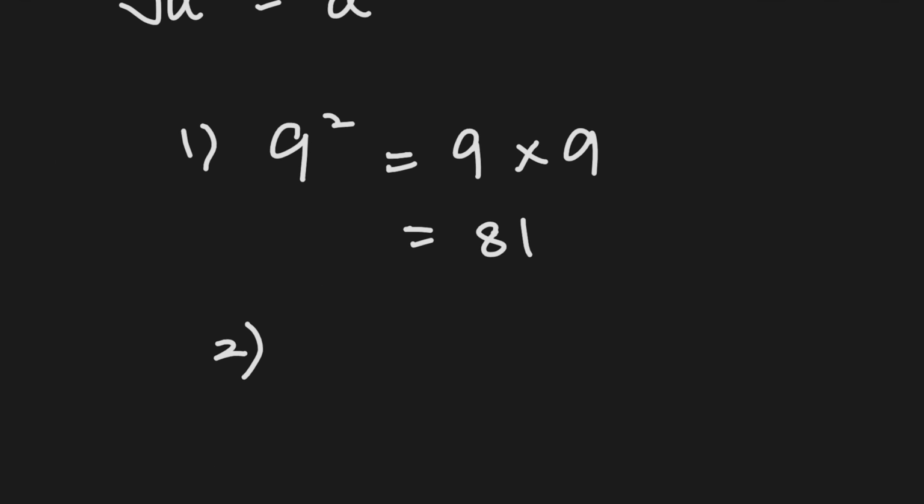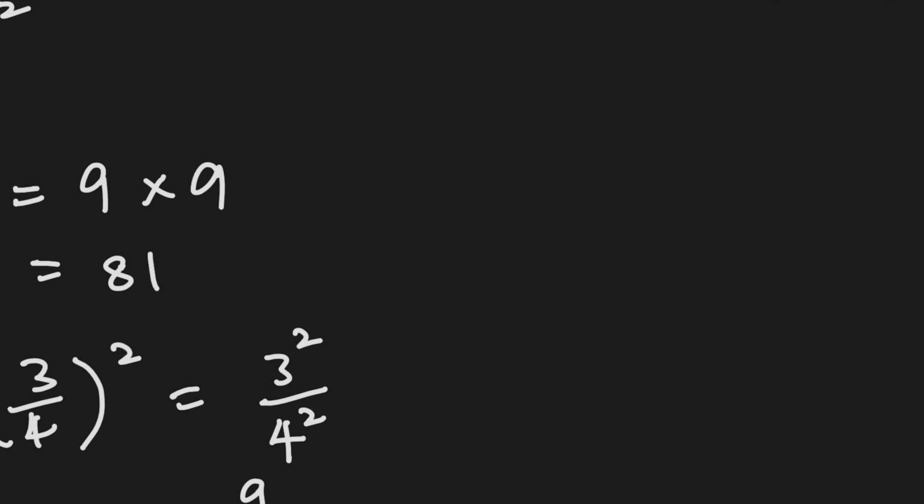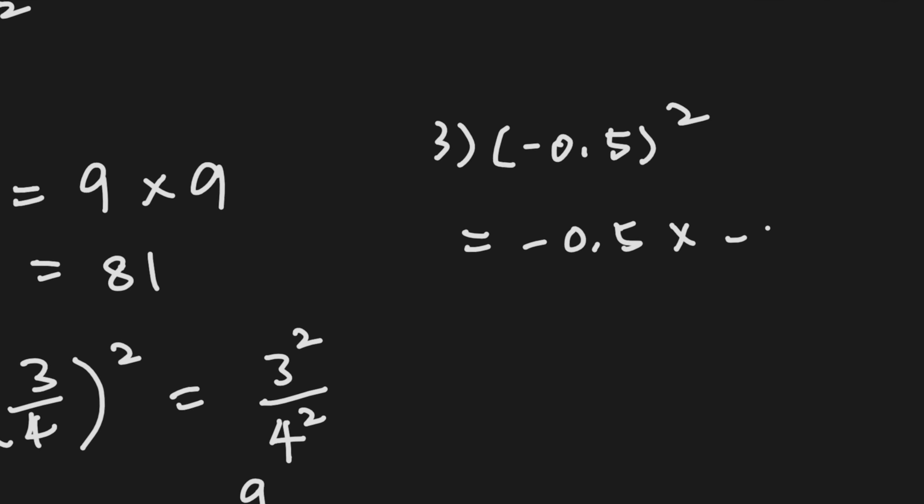So what if you have a fraction that looks like this? 3/4 squared. We have to square the numerator and the denominator separately, and that gives us 9/16. Same thing you would do for a decimal, and that gives you negative 0.5 times negative 0.5. And just remember that if 2 negative numbers are multiplied with each other, you will have a positive number.